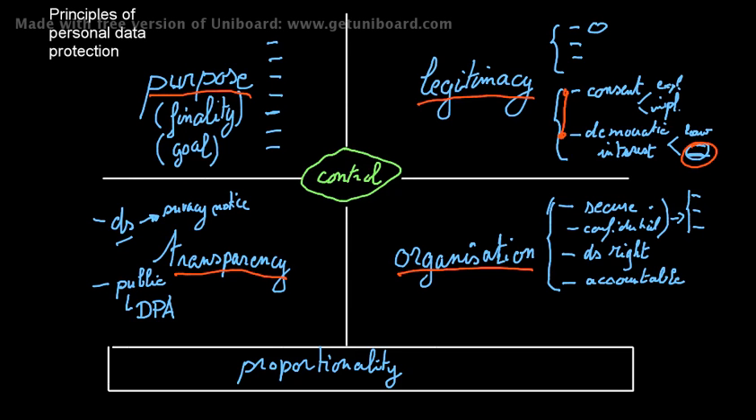So, as a summary, the principles are very clear. They are around the element of control. They are always governed by a proportionality test, and they are: 1. Purpose. 2. Legitimacy. 3. Transparency. 4. Organization. So we're going to work those elements out in different presentations, but that's for another time.